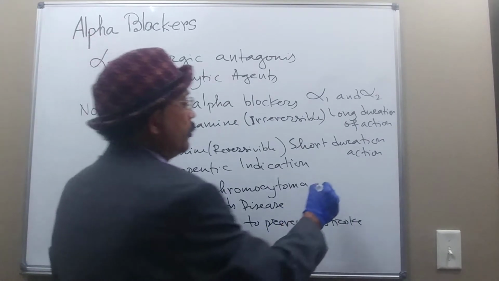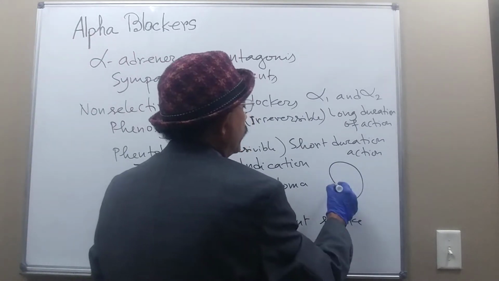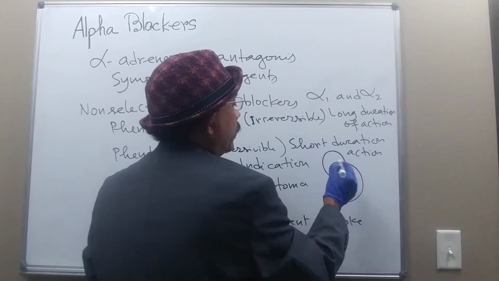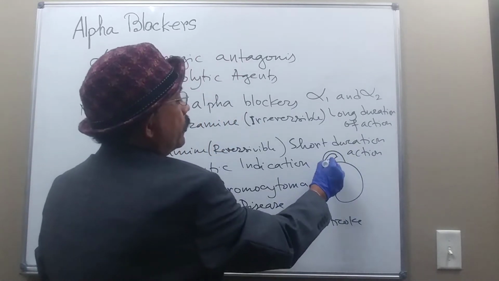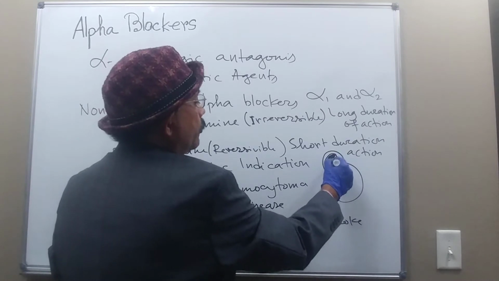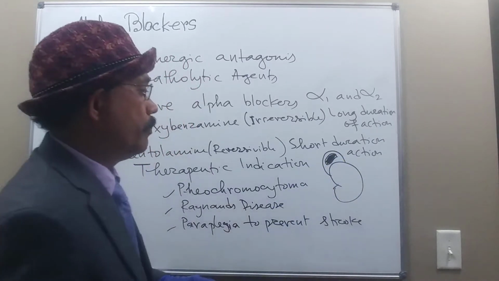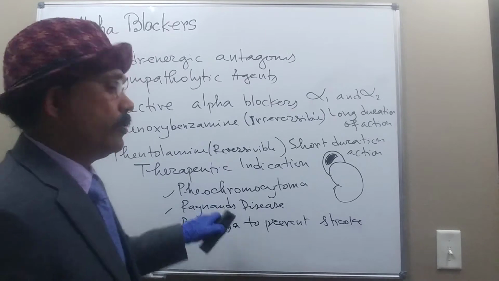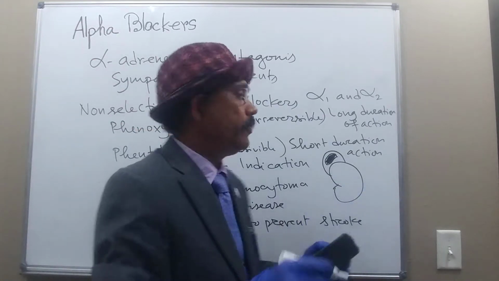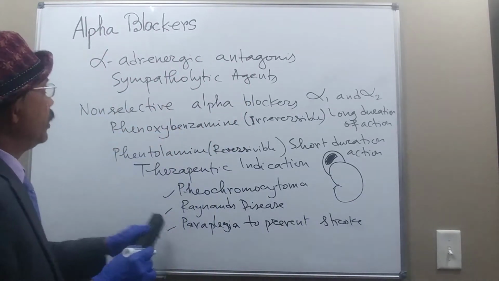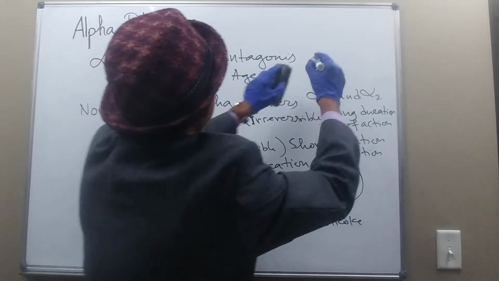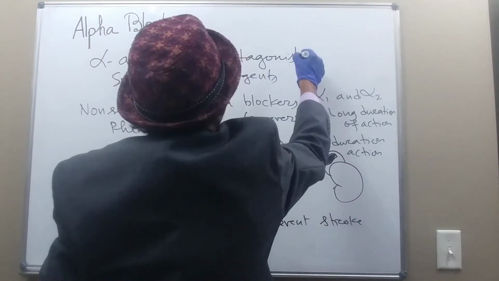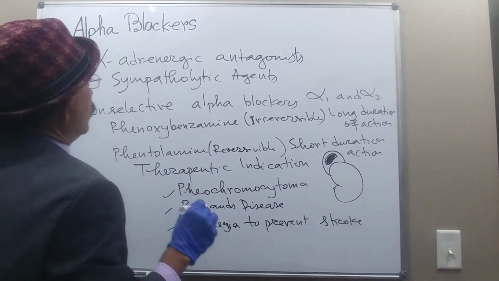Pheochromocytoma is a tumor of the adrenal medulla. This is the adrenal gland, this is the adrenal medulla, and this is the tumor. Raynaud's disease is a peripheral vascular disease. Okay, so these are the indications of the alpha adrenergic antagonists.